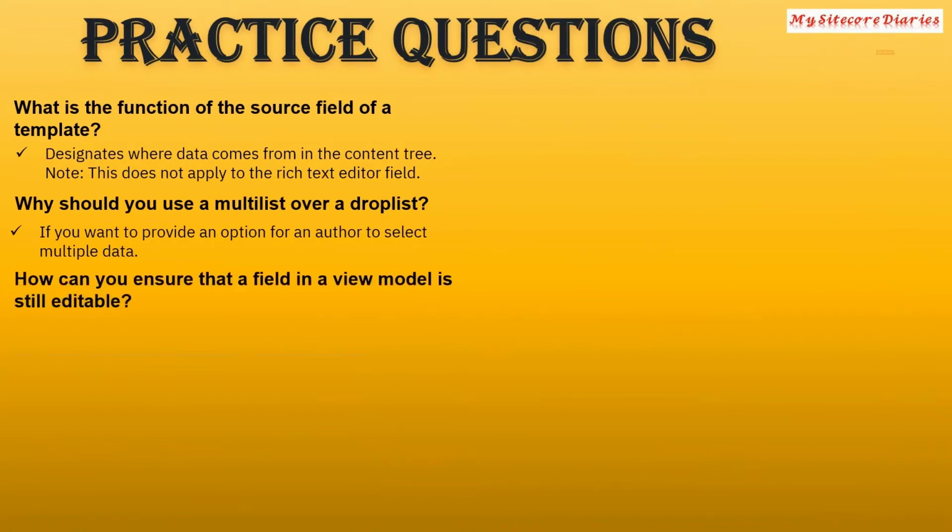How can you ensure that a field in the view model is still editable? So in MVC we use a view model. How will you make sure that the fields in your view model are editable? Using the field render.render method.